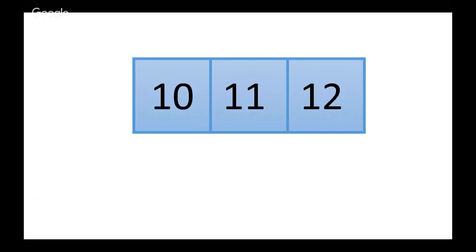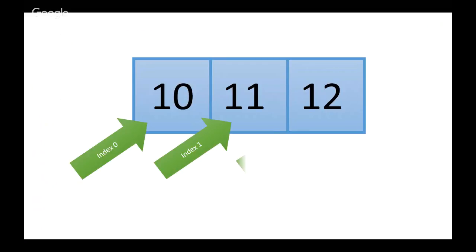Java. This video is going to talk about how to fix the array index out of bounds exception. To demonstrate it, here's a typical array holding 3 numbers. At index 0 of the array, we have a 10. At index 1, we have an 11. And at index 2, we have a 12.